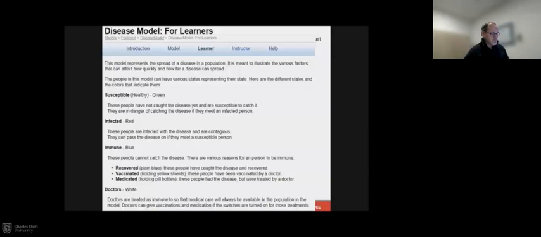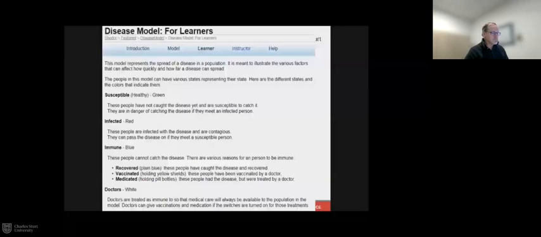Now with the doctors, this is important. Those doctors are treated as immune so that the medical care will always be available to the population. Doctors can give vaccinations and medication as long as you switch those options on in your disease model. And as I said, I have some suggested starting parameters which I think are quite useful.